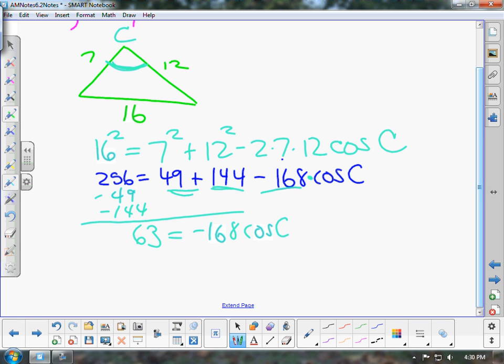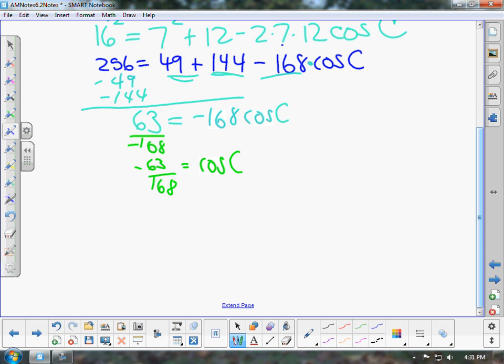And after that, you would divide by a negative 168 to get cosine of C is equal to a negative 63 over 168. And then finally, take the inverse cosine of whatever a negative 63 over 168 happens to be. And that will get you an angle, which is approximately 112 degrees.